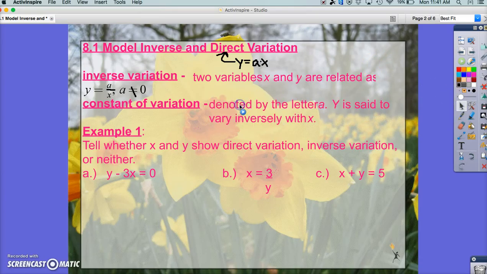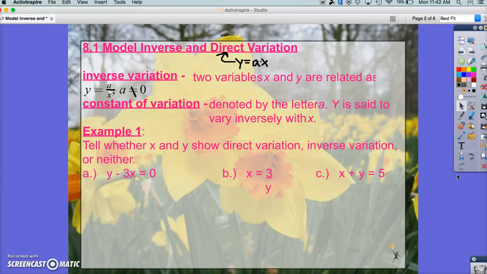So that's the premise to our lesson here. Constant of variation, denoted by the letter a. Y is said to vary inversely with x. So that's how I would read this: y varies inversely with x. A is my constant. Sometimes we call it like a slope as well. So how does this fit into our lesson?